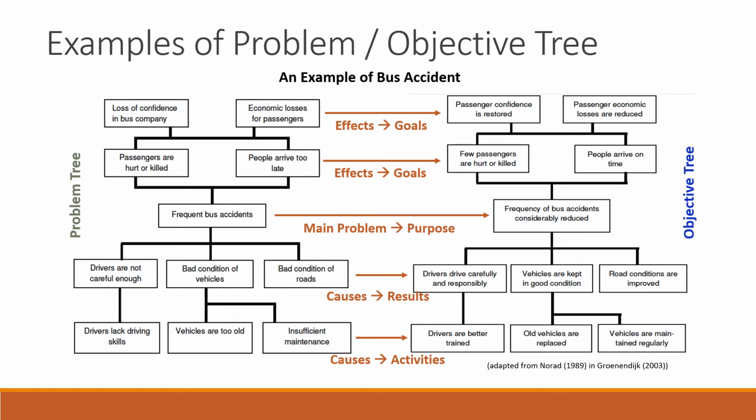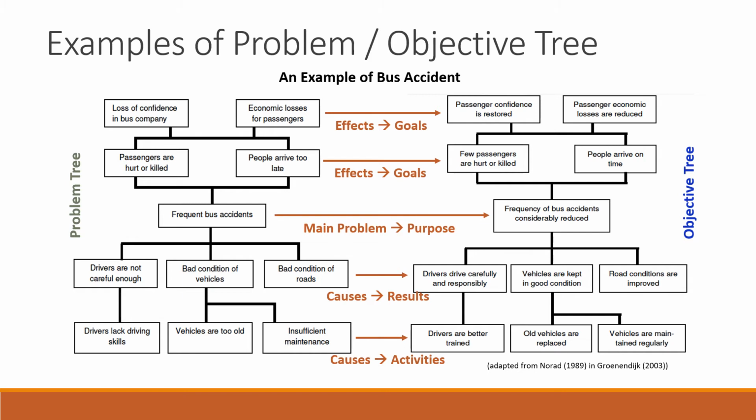Also, you will find that another cause of frequent bus accidents is bad conditions of vehicles. And you can see 2 subcauses that are linked hierarchically to bad conditions of vehicles. That is, vehicles are too old, and also insufficient maintenance. Those 2 causes produce another root cause, which is bad condition of vehicles. And then finally we have a cause without subcauses, which is bad condition of roads.